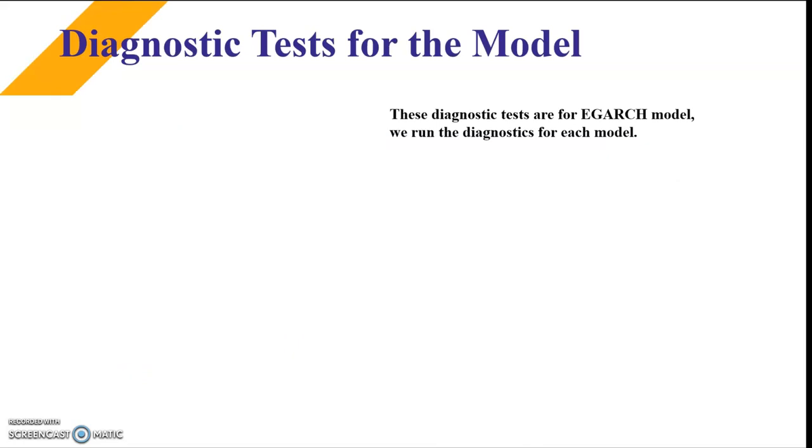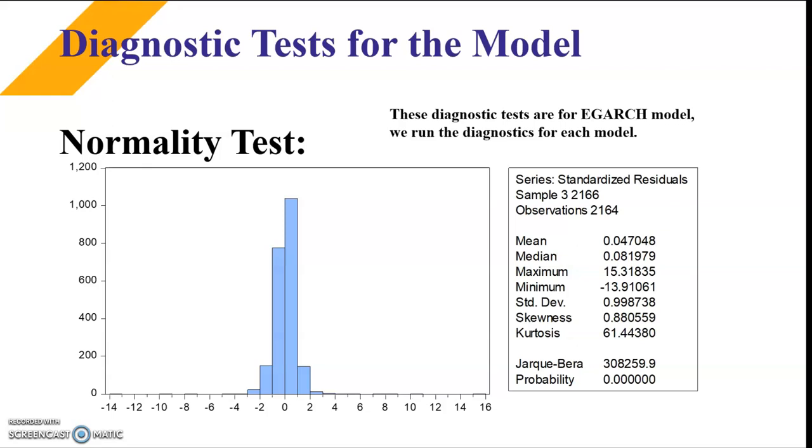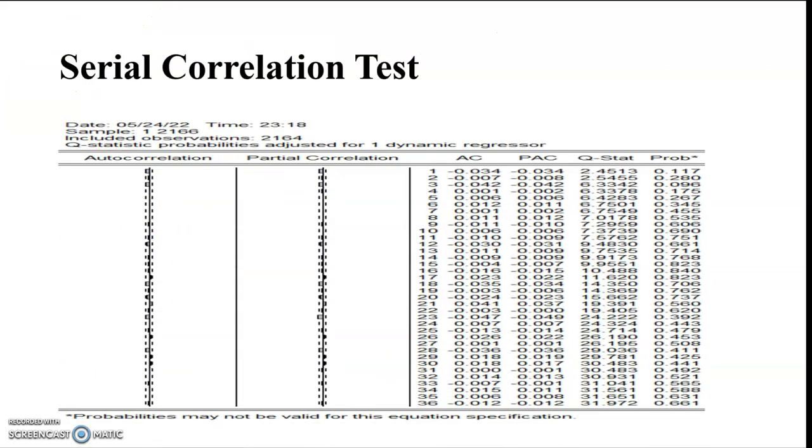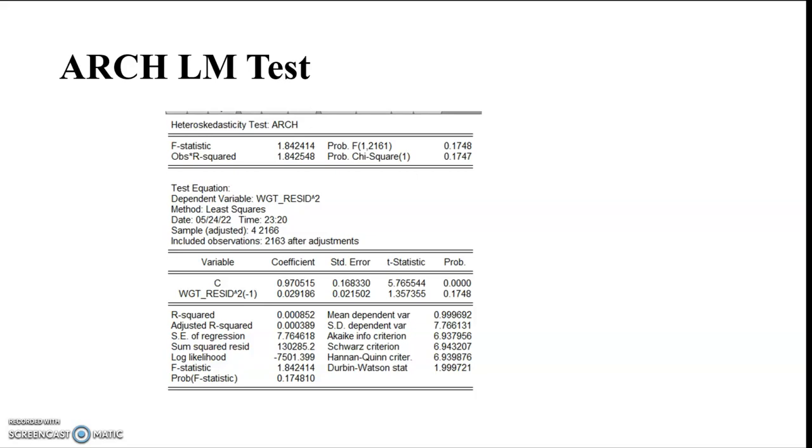And this is about diagnostic tests for the model. This is the normality test, and based on the Jarque-Bera test value of 308,259.9 and p-value of 0.00, it means that this model does not follow normality. This is the test for serial correlation, and this is the actual ARCH LM test, and it shows that there are no ARCH effects up to Q terms based on these values of 0.1747.